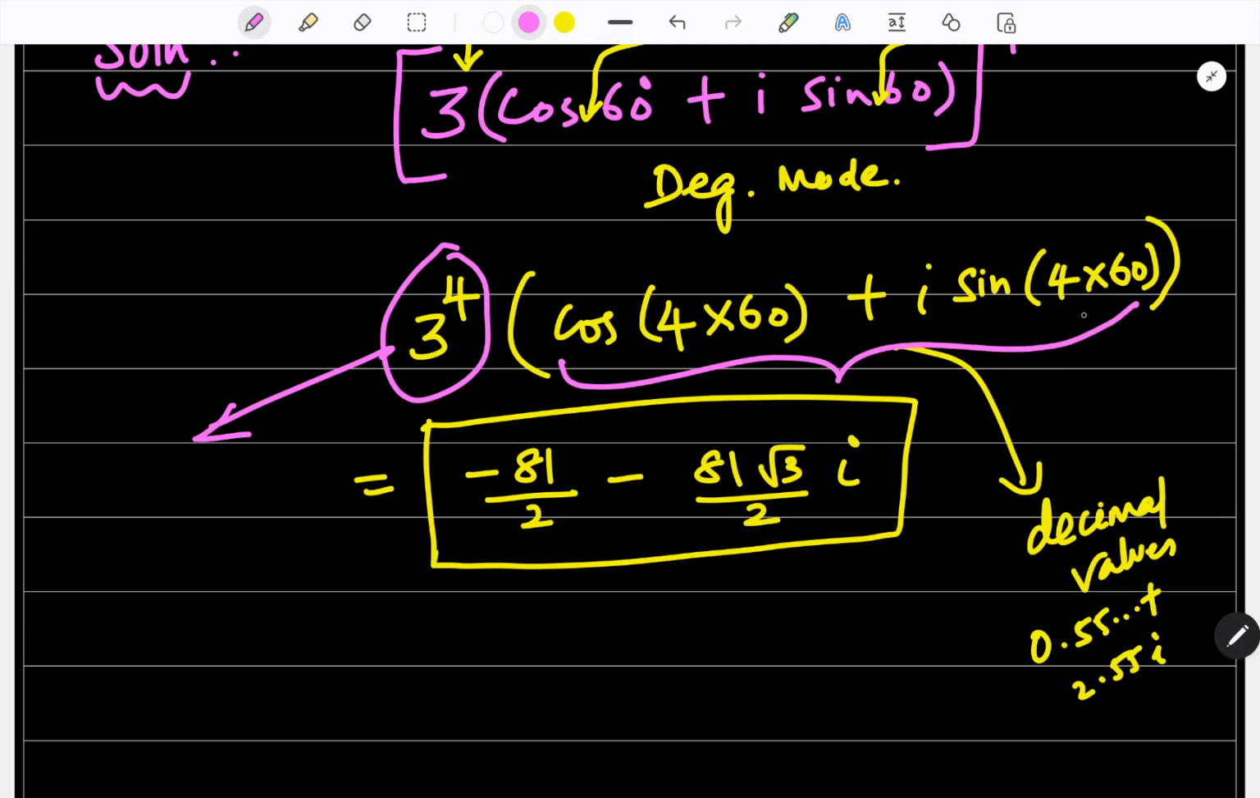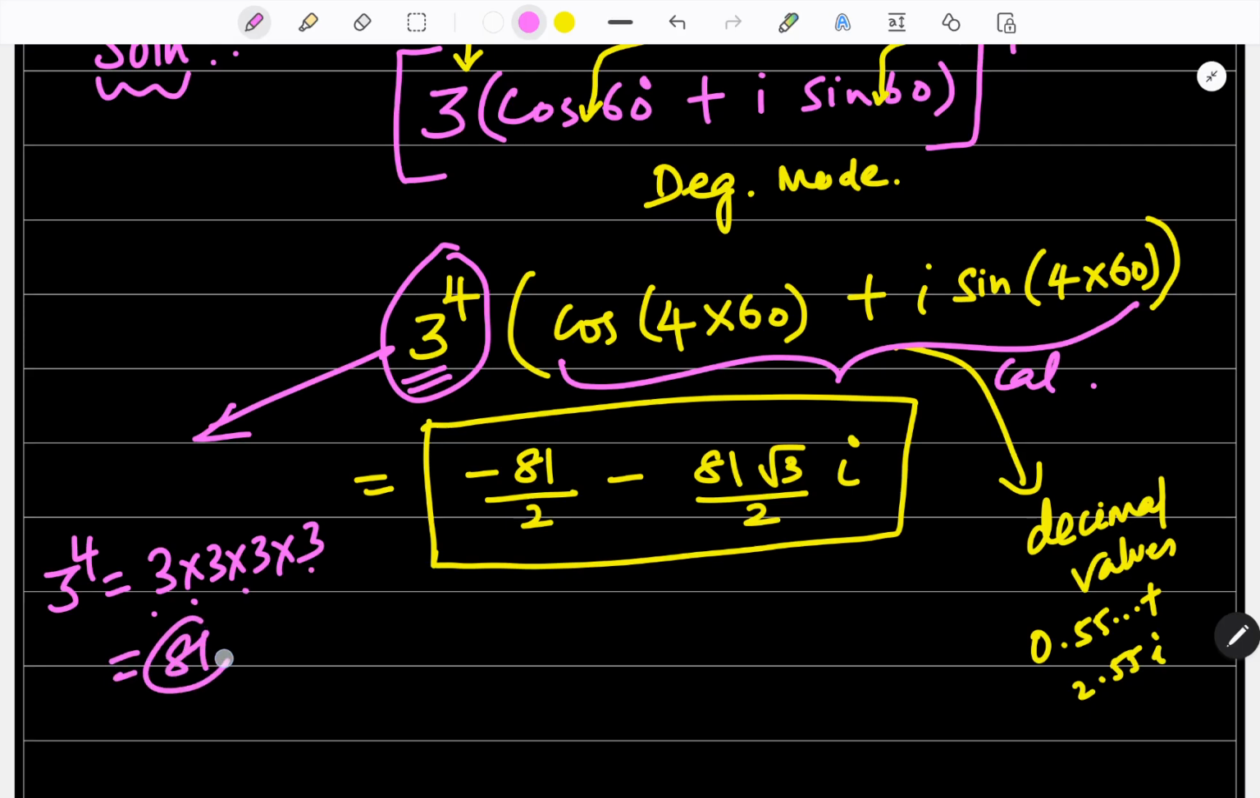First you put this in the calculator and get the answer. Then you find out the other part separately. For example, 3 power 4 is 3 into 3 into 3 into 3. 3 3s are 9, 9 3s are 27, and 27 times 3 is 81. After that you put this 81 by multiplying.